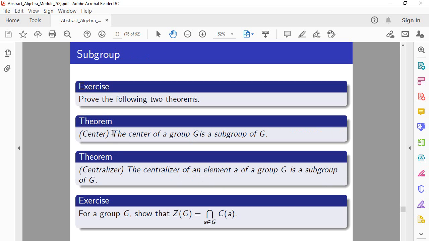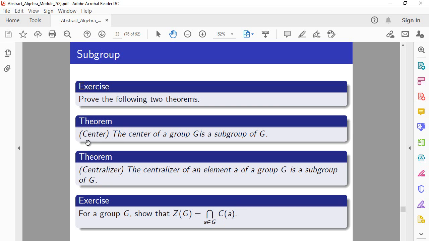I'm going to let you go ahead and try to prove that the centralizer of an element a of a group is a subgroup of G, and then that the center of G is the intersection of all the centralizers of elements of G.